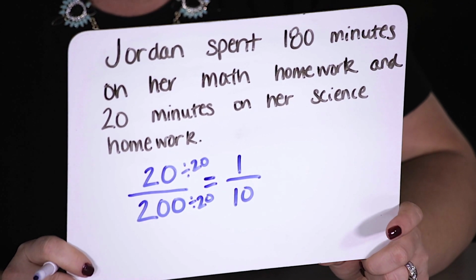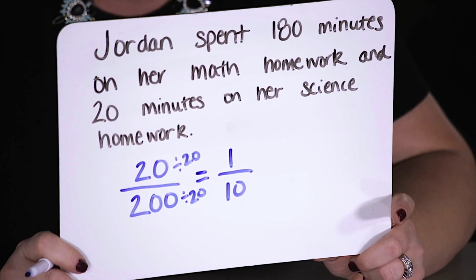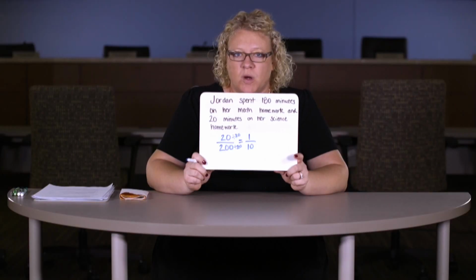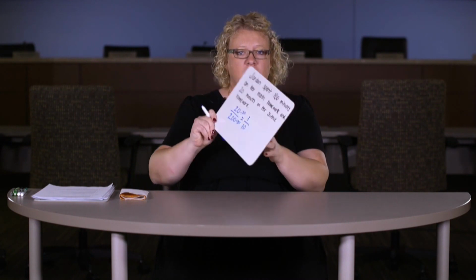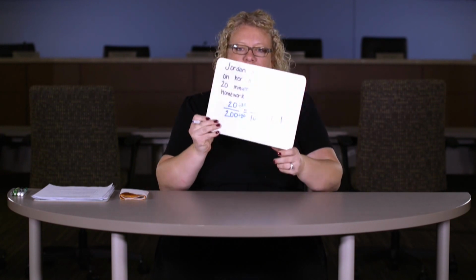That fraction 1/10 can be turned into a decimal by reading that fraction. The fraction 1/10 tells us our decimal would be 0.1 because the 1 is in our tenths place. So our equivalent decimal to our fraction is 0.1.